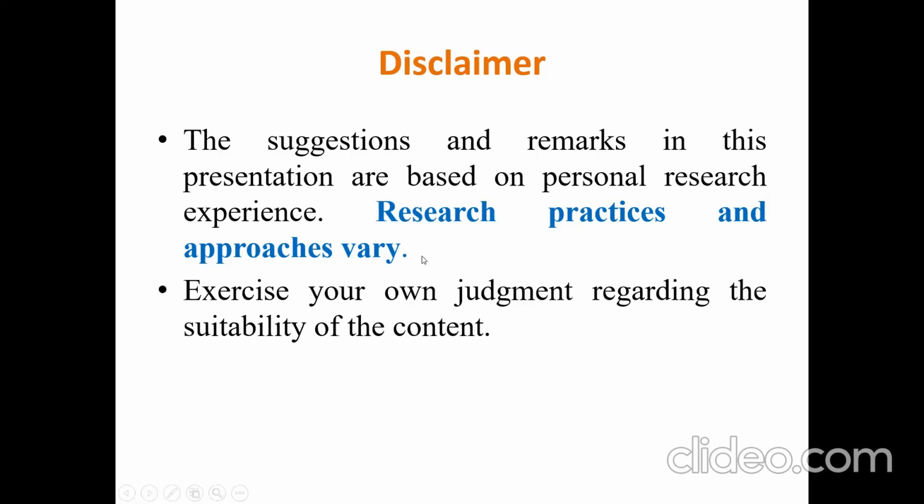If you have some other idea, you can follow it. There is nothing wrong in that. That's why I have given this disclaimer. It is only based on my personal research experience, right? I have been publishing papers for the past 10 to 15 years. Based on that experience, what I have struggled with, how my papers were rejected, and what mistakes I made, I have consolidated this presentation and I want to share it with you, right?